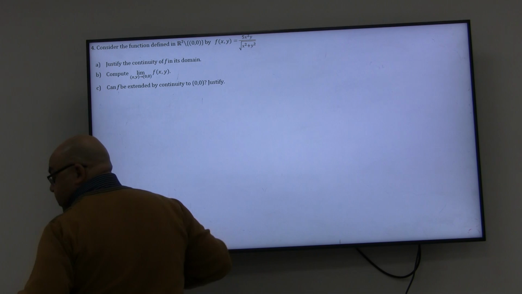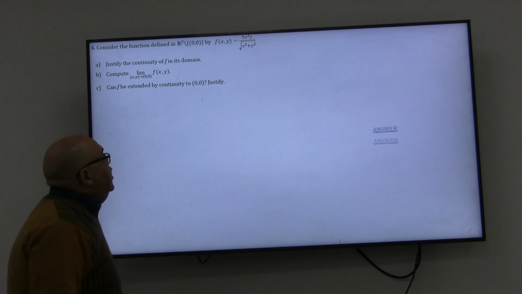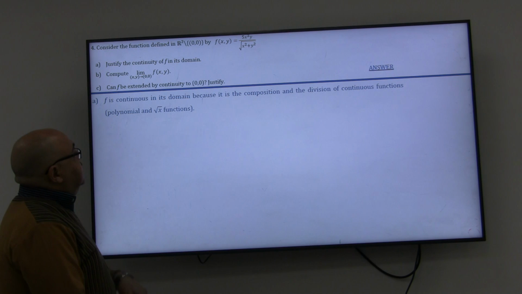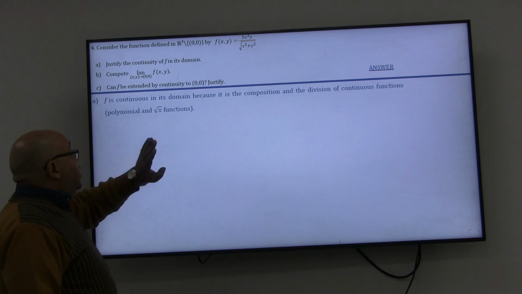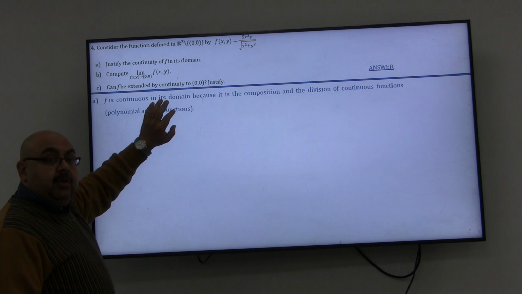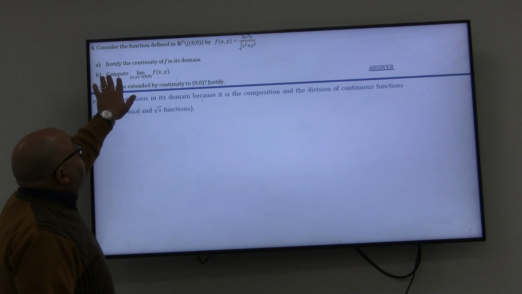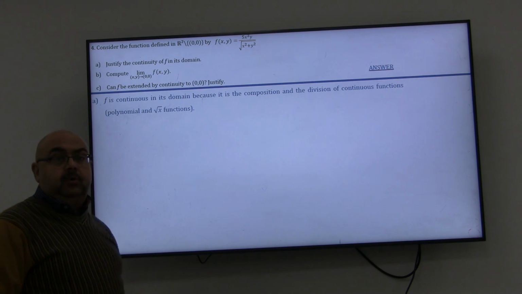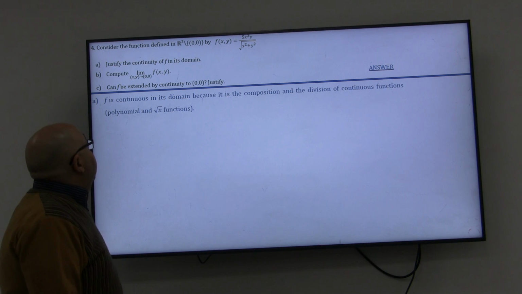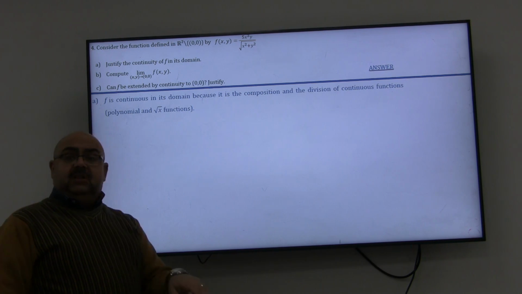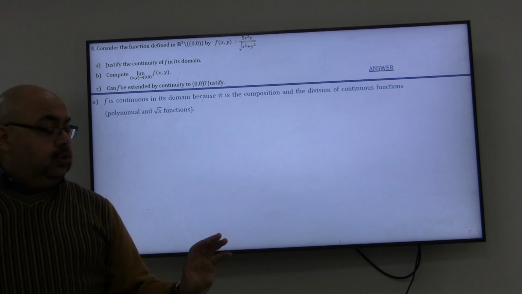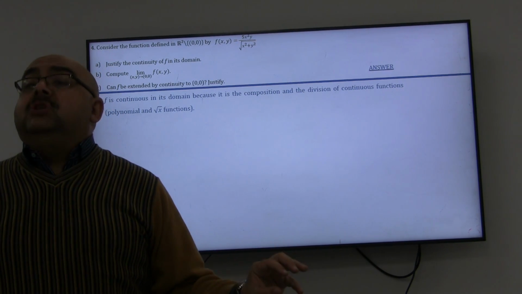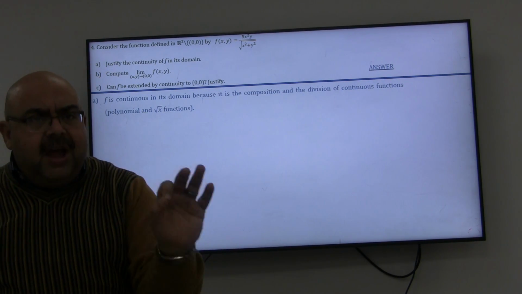But for justifying the continuity of f in its domain, it's really very simple. It's just a statement that since the function is a composition of continuous functions, a polynomial and a root function, through its domain, it is continuous. Then he wants you to compute the limit as (x, y) goes to (0, 0) of f(x, y), and asks whether f can be extended by continuity to (0, 0). So he's taking your hand and leading you. He wants you to evaluate the limit, and whether it is possible to extend the continuity at the origin.